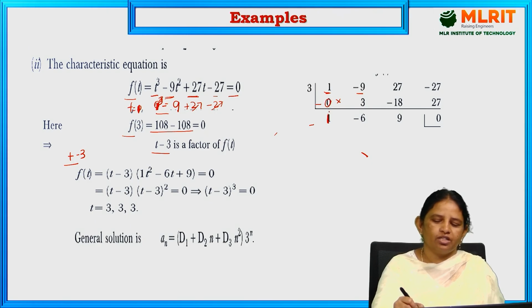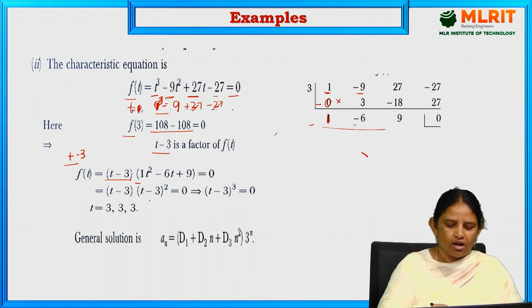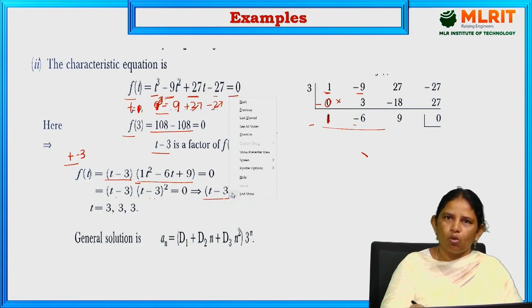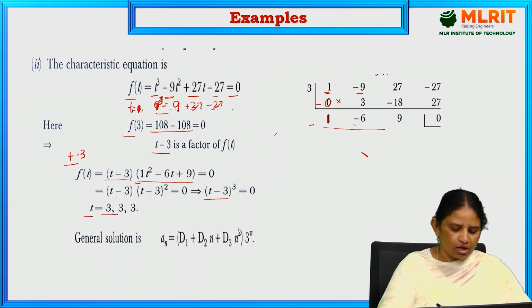3, 1 minus 0. Again 3 1 is 3. So 9 minus 9 plus 3 is minus 6. Minus 3 6 is 18, minus 27. Next 3 9 is 27. So this is the equation. From this we write t minus 3 as one factor, and t square minus 6t plus 9. What is the equation for t square minus 6t plus 9? t minus 3 whole square. That is t minus 3, t minus 3, t minus 3, that is t minus 3 whole cube equal to 0. So all the roots are 3, 3, 3 only.